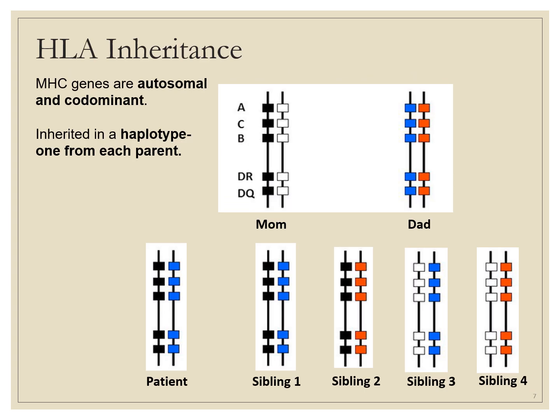So the MHC genes are autosomal and they are codominant. So you will inherit one haplotype from your mom, one haplotype from your dad, and they will both be expressed.